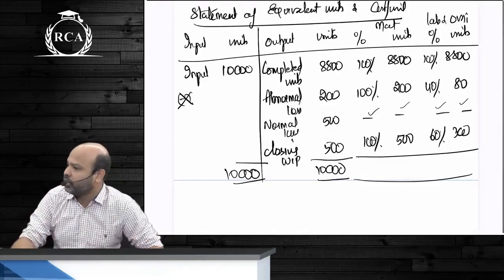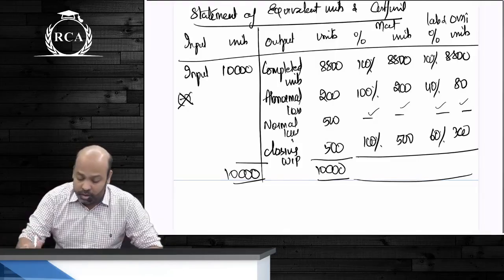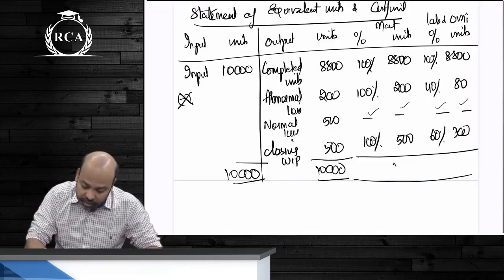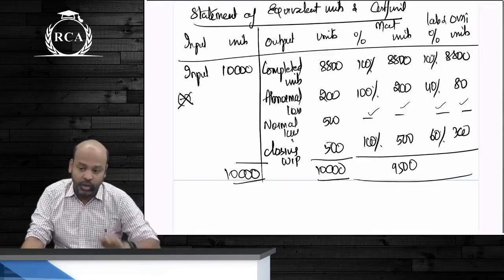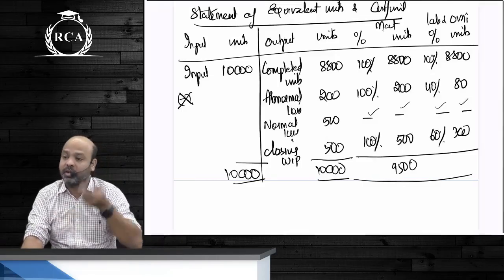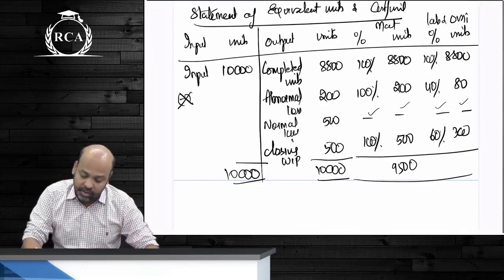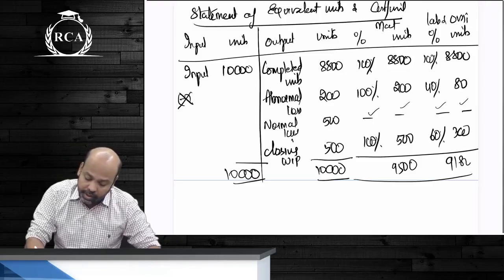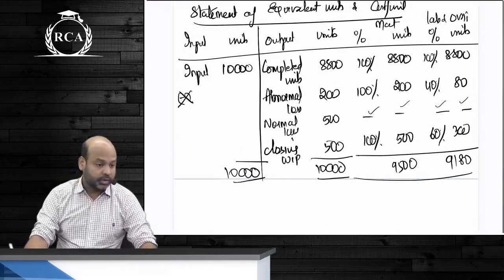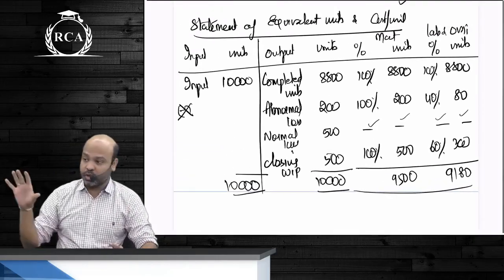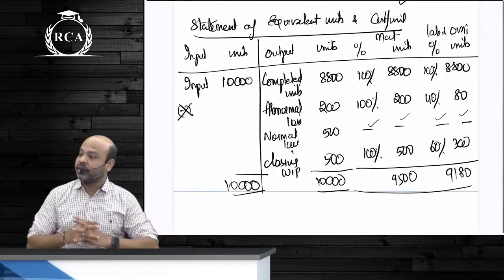You will write 0, guys. Now the number of equivalent units here are 9,500 for material. You and me both know, guys, 10,000 minus 500, it has to be 9,500 only. For labor and overheads, beta, it will be 9,180. So on my statement of equivalent units, this is going to be the format of every single question that we are presenting now.